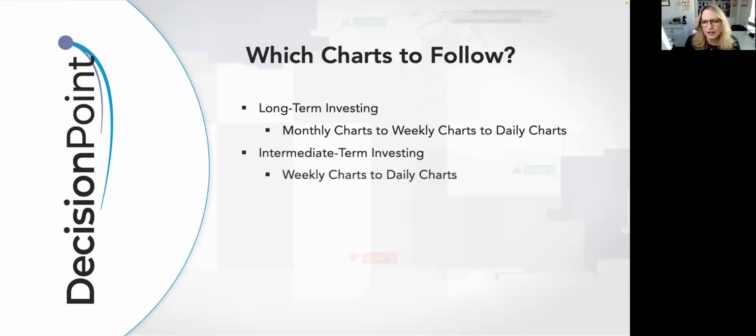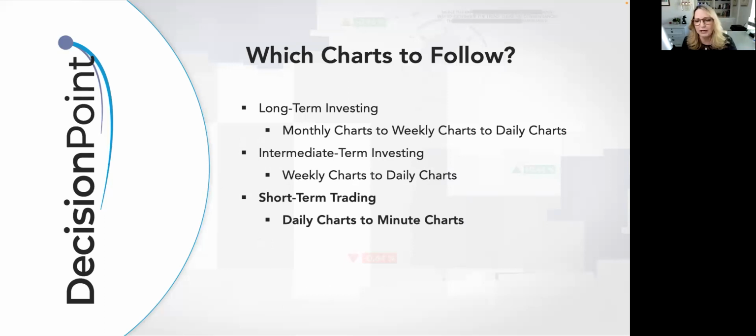Intermediate term investing, you're going to look at those weekly charts to the daily charts, or you can always look at a daily and then say, well, what's the weekly chart doing? But typically, you always want to start big picture, move down. Weekly charts to daily charts will be intermediate term, and then short-term trading, which I'm kind of concentrating more on today, is going to be those daily charts to minute charts as far as what you're looking at. The daily charts, you can move to a 30-minute or a 15-minute, if you will, but I tend to just do those daily charts and then move right on into my 5-minute candlestick.